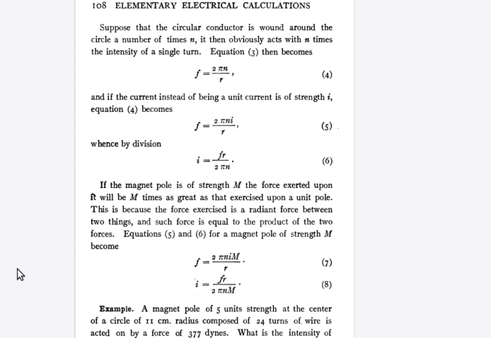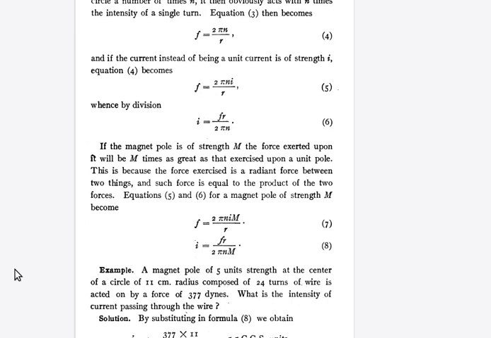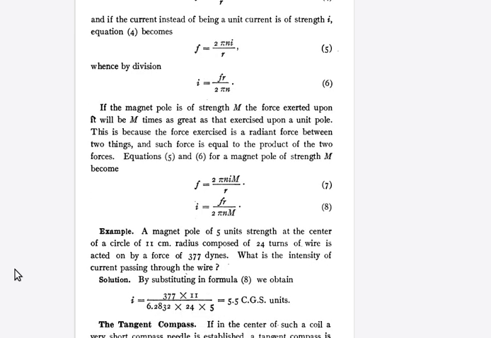greater. This is because the force between the current and the pole depends on both their strengths. It is a product of two effects. So equations 5 and 6 for a magnet pole of strength M become F equals 2 pi n I M over r. That is equation 7. And solving for current I, we get I equals Fr over 2 pi n M.